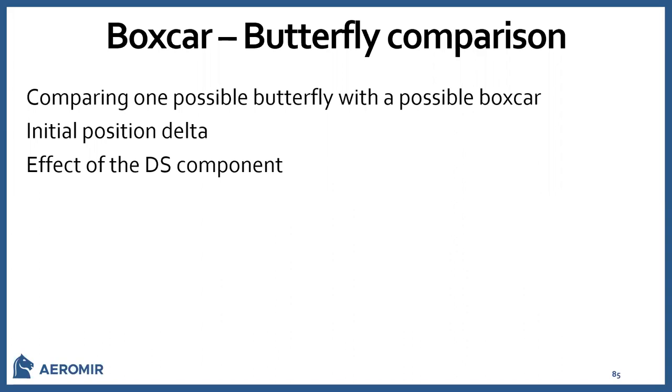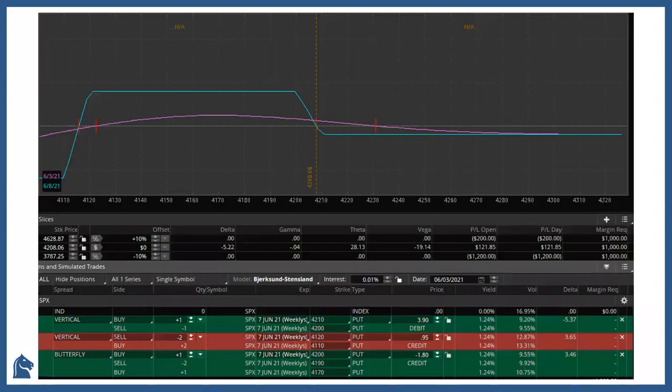So for this comparison, I picked one that was reasonable, okay? It isn't any particular strategy, but it was reasonable. And I have a slide to show you about that. But as I go through those slides, watch the initial position delta of the comparisons. And in particular, I want to talk about the effect of the debit spread component of the butterfly and the boxcar, okay? So here's the first slide.